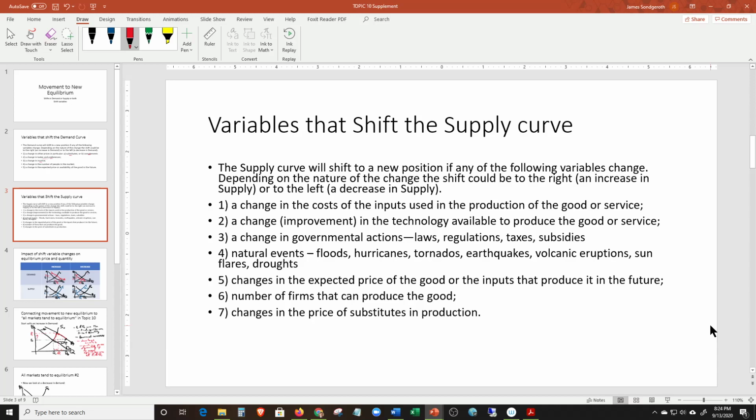The number of firms that can produce a good, so the number of firms who enter the market and compete, that would shift the supply curve to the right. And by the way, if the number of firms are bankrupt and left, that would shift the supply curve to the left. Changes in the price of substitutes in production. So if a price in a substitute in production went up, that would shift the supply curve to the left of this good. But if it went down, it would shift it to the right. Okay, so you have to follow each of these through and be pretty flexible and innovative in following them.